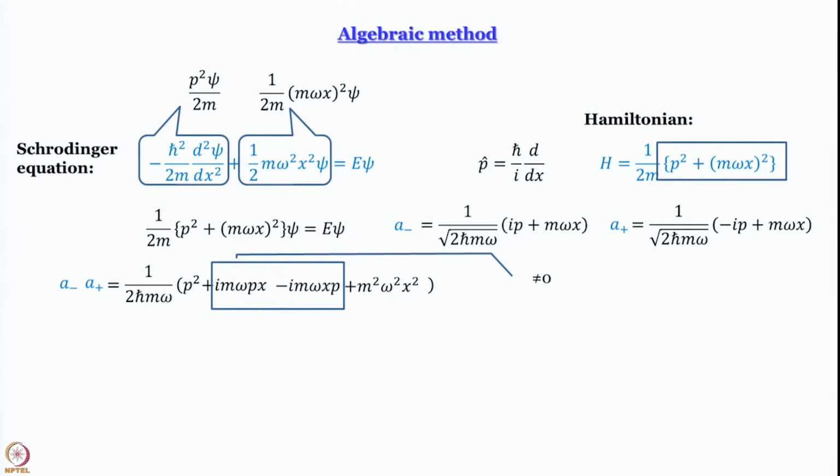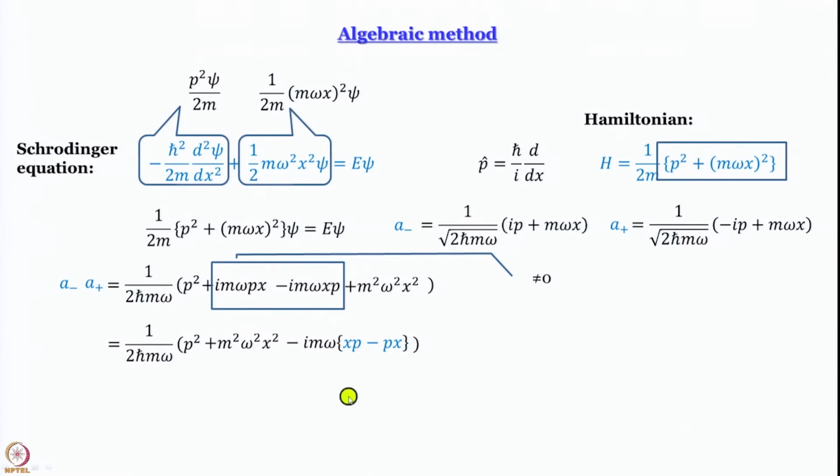Okay. So, what is it? We will see. But first let us tidy up a little bit. Let us write a minus a plus as 1 by 2 h cross m omega multiplied by p square plus m square omega square x square. Do you see a pattern emerging here? Is this looking like something that is already there on the slide? Well, keep looking, we will come back to it.